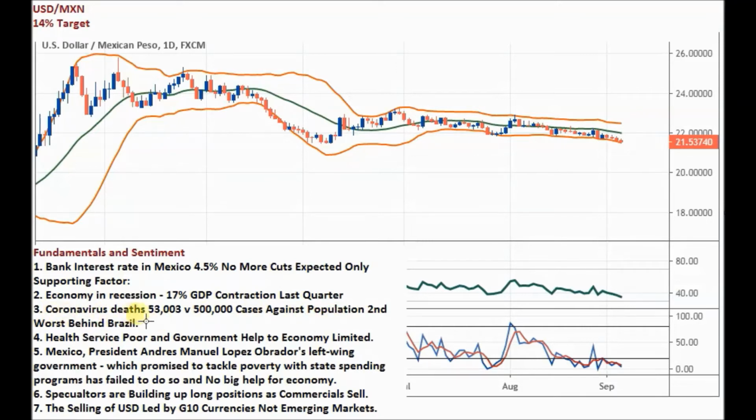Also, the coronavirus is really having an impact in Mexico. You've got 53,000 deaths against 500,000 cases. If we take these deaths and cases against population, the virus impact is the second worst in the world behind Brazil. So the virus is really hurting Mexico. The health service doesn't have the resources of, let's say, the UK National Health Service or the US health service. So it's having problems combating the virus.